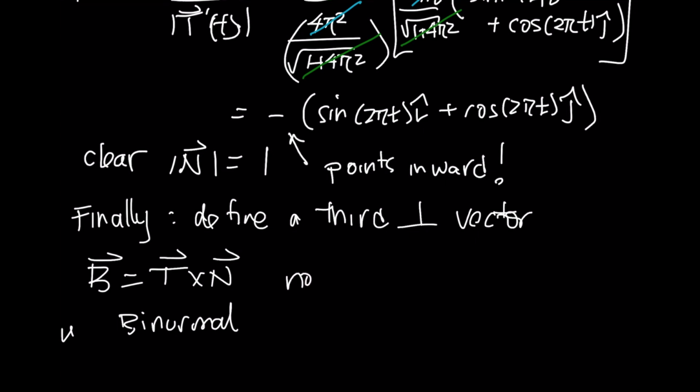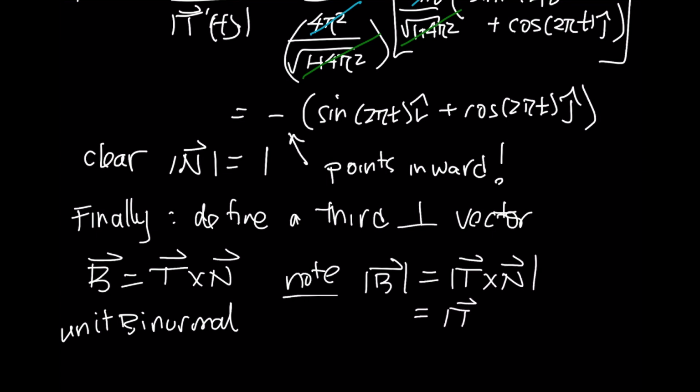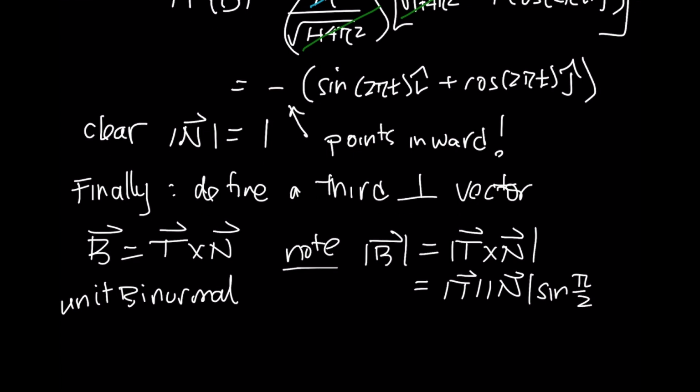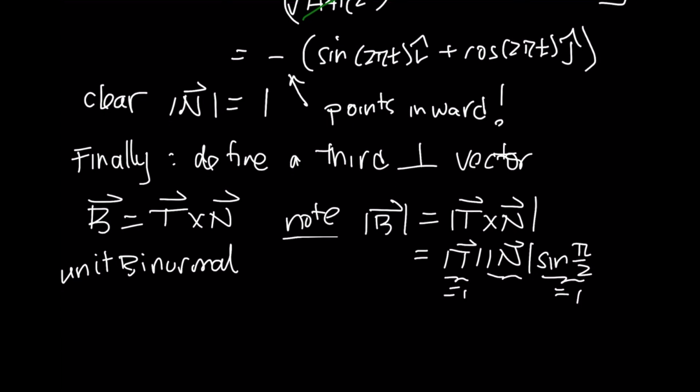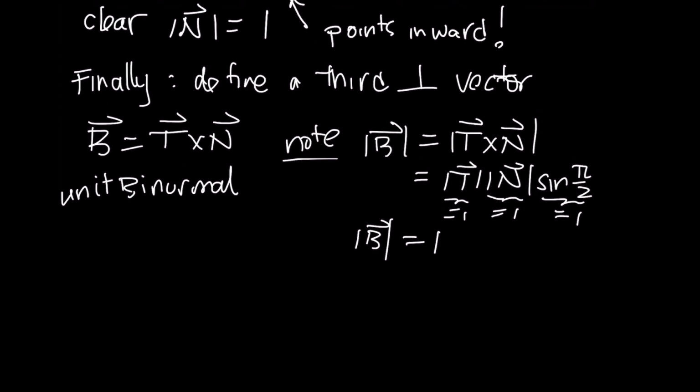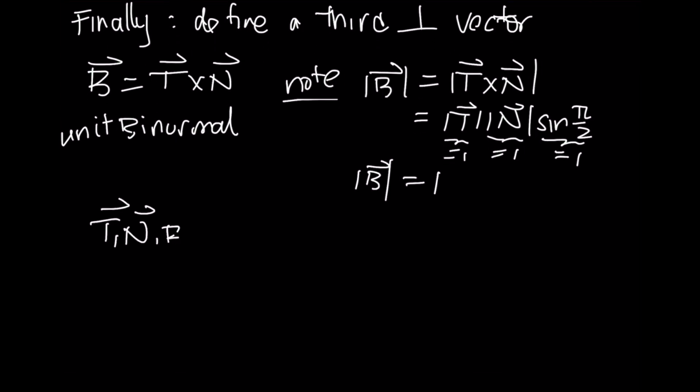And the reason I'm allowed to call it the unit is because if I just think about the length of this vector, it's the length of this cross product. Well, from that geometric definition of the cross product, I know that the angle between these two vectors is pi over 2, so this gives me a 1. I know that each of these is a unit vector, and that tells me that the length of this vector is also 1.